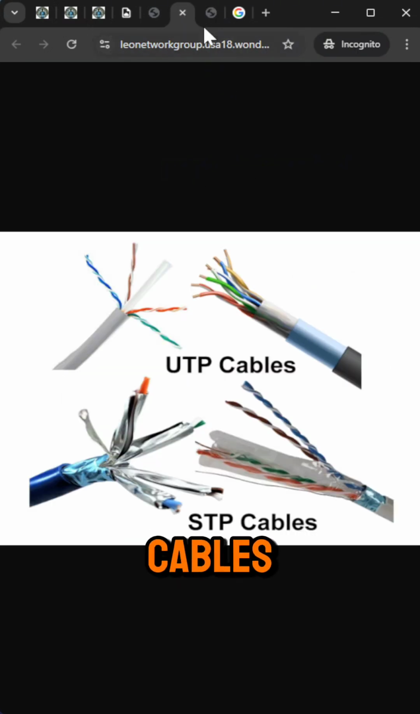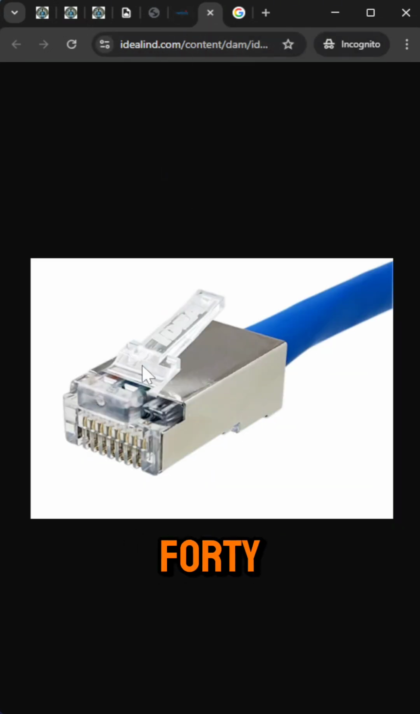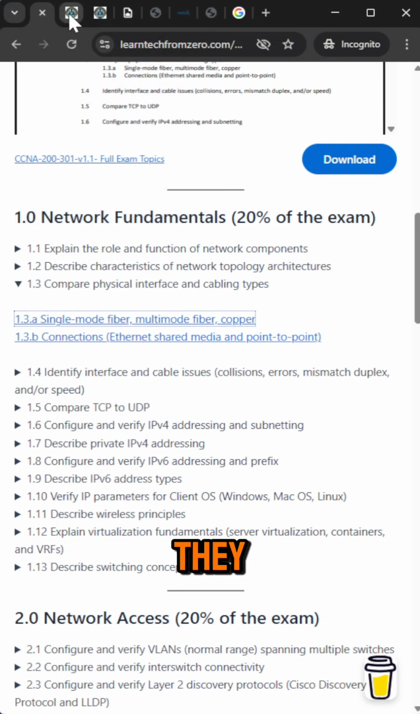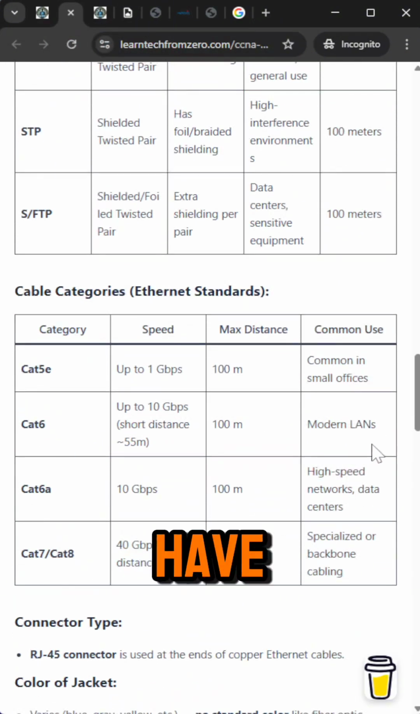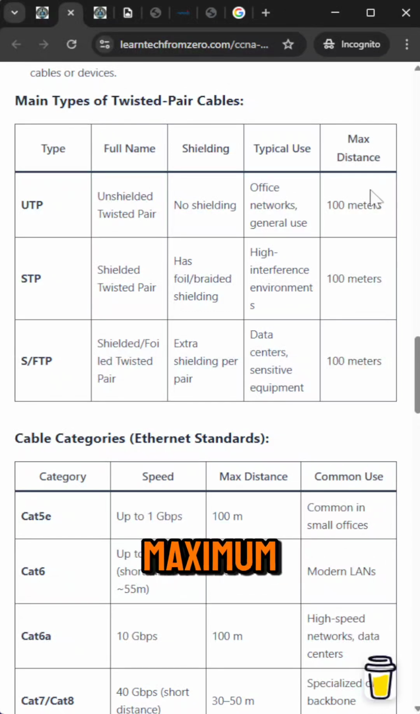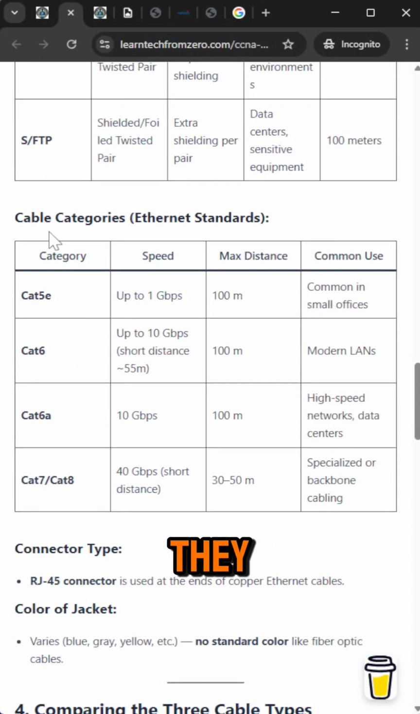So these copper cables have an RJ45 connector. Different cables have different speeds, and they cover a maximum distance of 100 meters. And then they have different types, the cable categories.